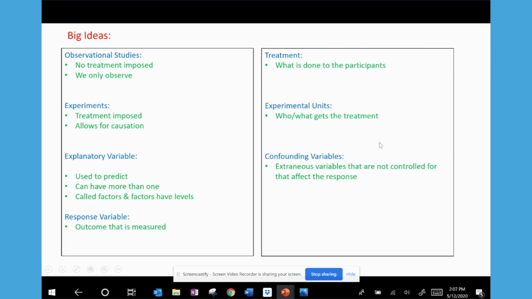affect the response. So it's very important to have controls set throughout the experiment so we're able to determine whether or not the treatment was what actually caused the response. This also makes us unable to determine if the response was due to something else.